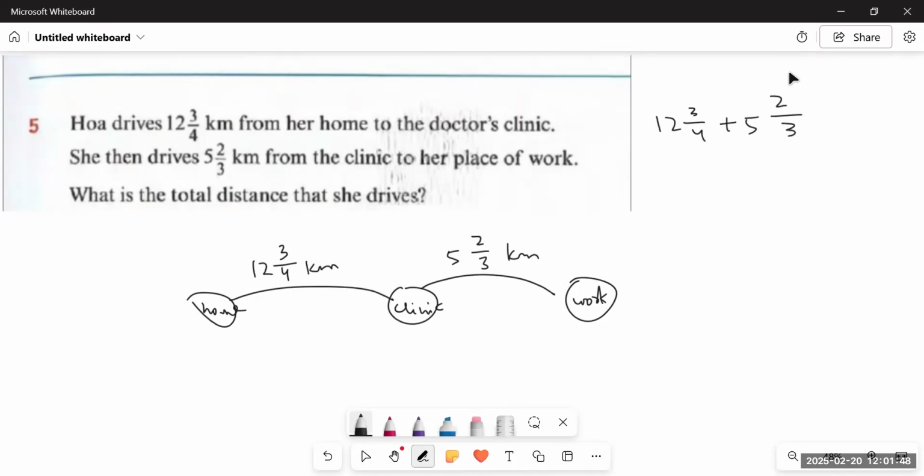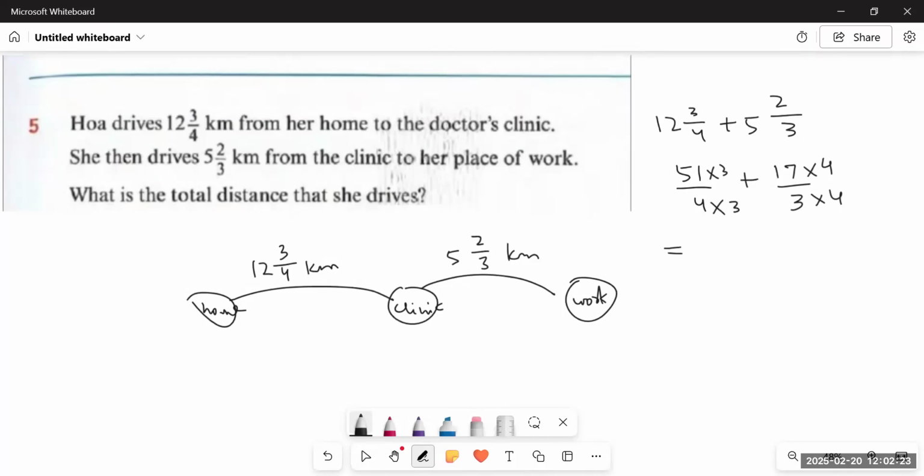So what are we going to do? First, we are going to convert them. 12 fours are 48, 49, 50, 51 upon 4. And then plus 5 threes are 15, 15 plus 2, 17 upon 3. Now, here's a situation where both the denominators are completely different. None of them is a factor of another. So in this case, what are we going to do? We will multiply the denominators with one another. What does it mean? It means we are going to multiply 4 by 3 and 3 by 4. But don't forget to multiply their numerators as well with the same numbers.